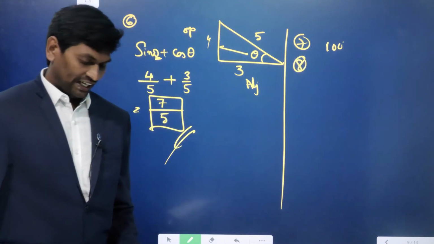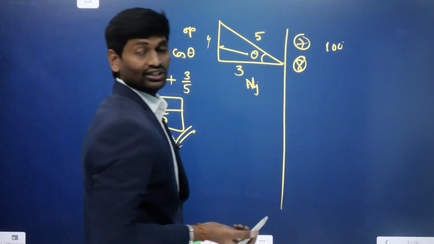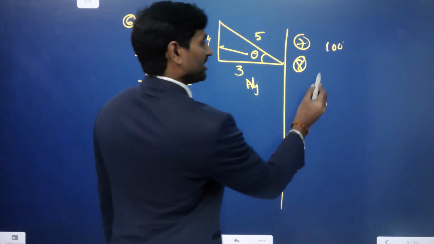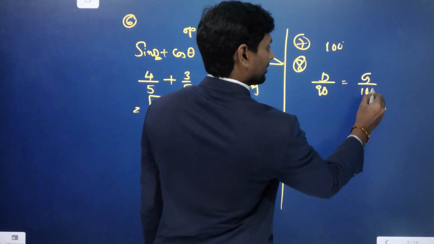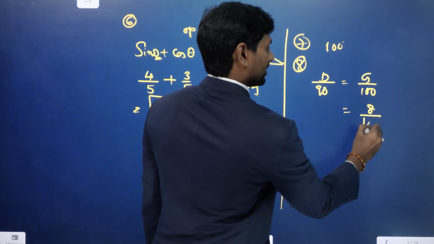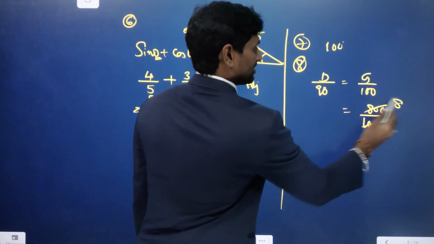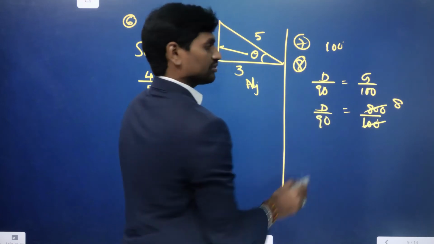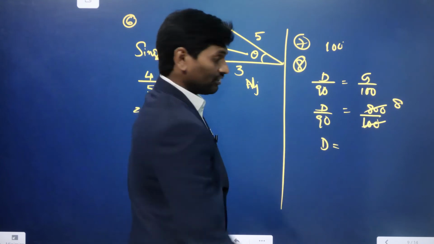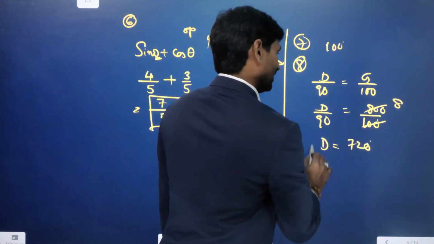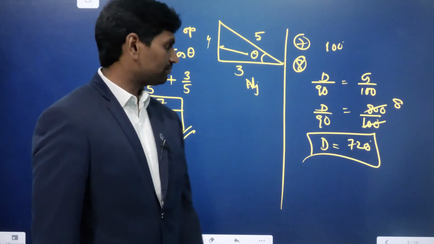Second one, 800 grades equals to dash degrees. Grades and degrees relation you should take. Degree by 90 equals to grade by 100. 800 grades means 800 by 100, so the zeros cancel, and D by 90 equals to 8. 90 is dividing this side, transpose that side. 90 into 8, 720 degrees. That is the answer.